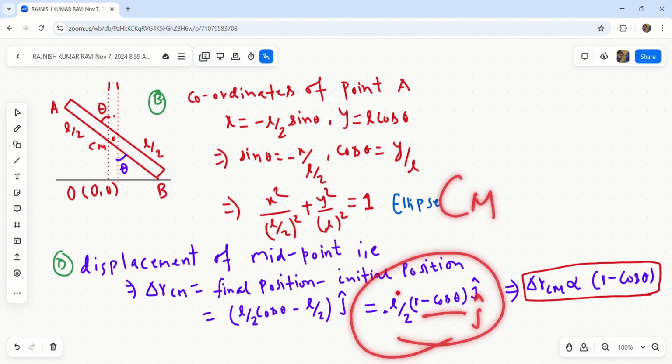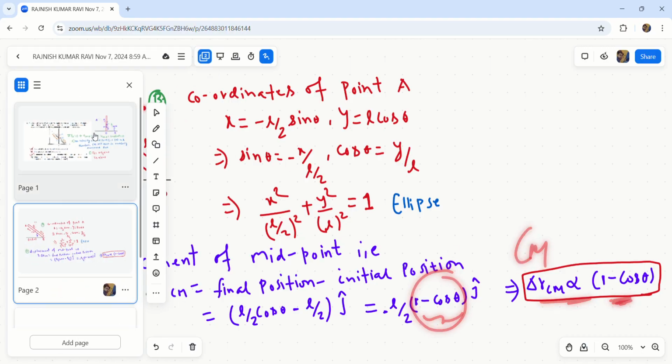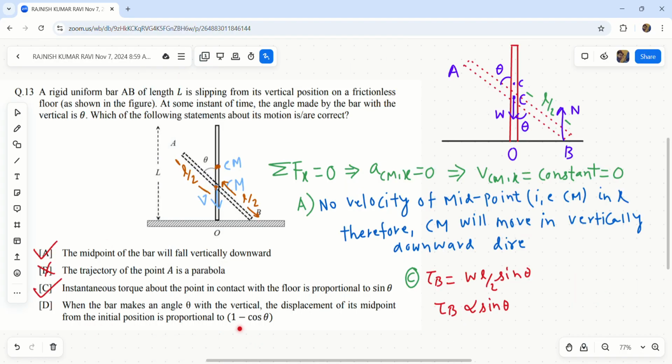Since the displacement is proportional to 1 minus cos theta, the displacement of the center of mass is proportional to 1 minus cos theta. So option D is also correct. This is the required solution of this problem.